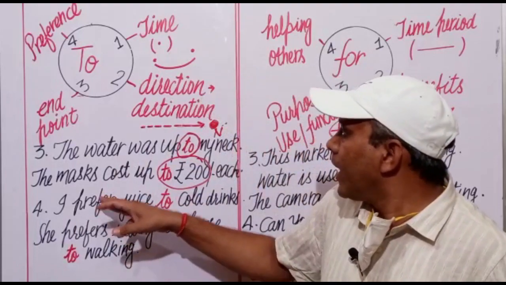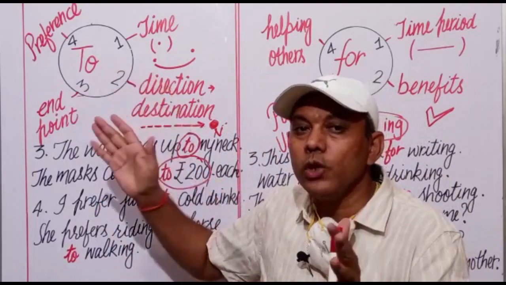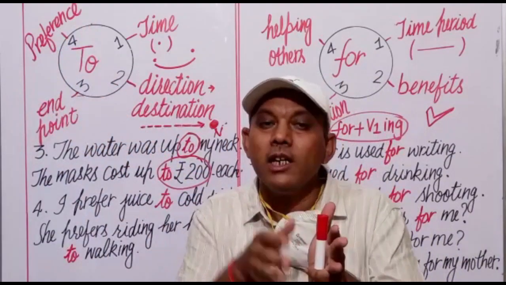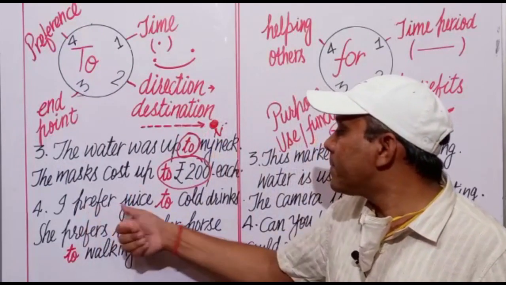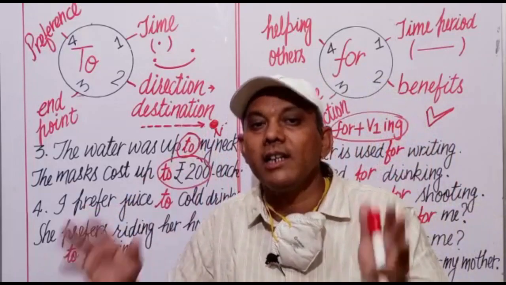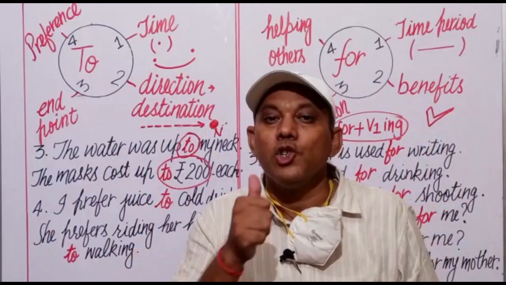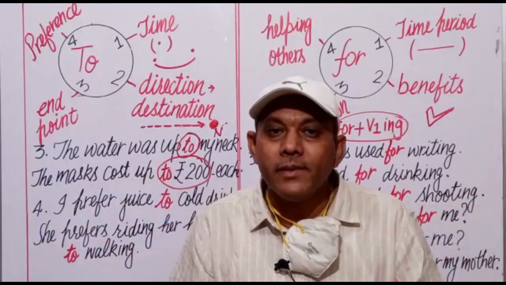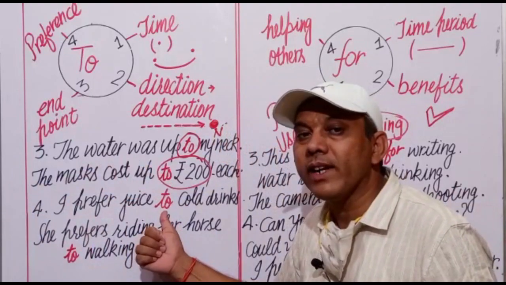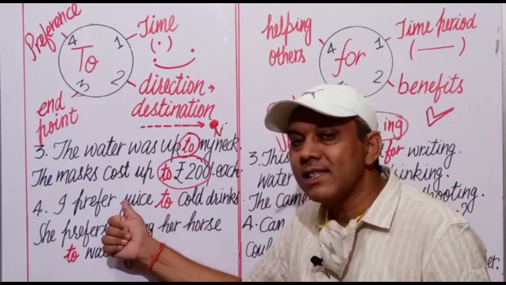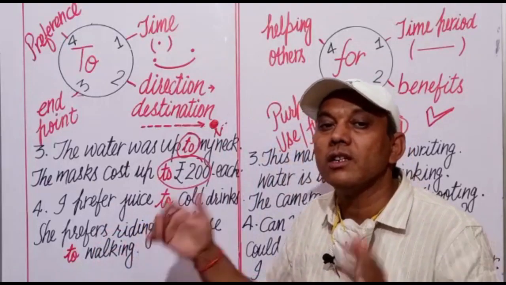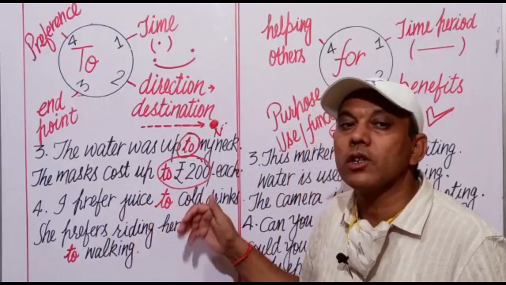Next, this preposition to is used in case of preference, meaning to prefer something to another. For example, I prefer juice to cold drinks, meaning I never take cold drinks. I prefer juice to cold drinks. I prefer fruits to junk food. In this way, to show the preference of one thing to another thing, we use this preposition to.